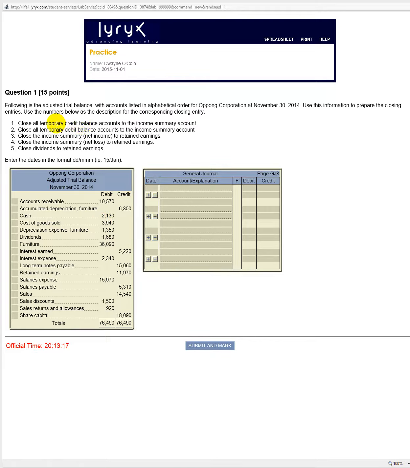The income summary, so we're going to close all the temporary credit balance accounts, close the temporary debit balance accounts, close the income summary to retained earnings, and close the dividends to retained earnings.